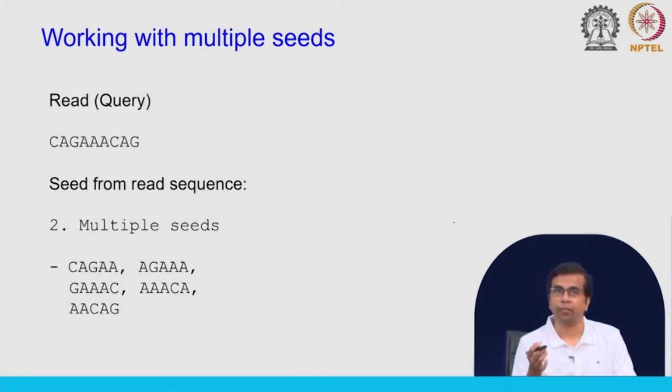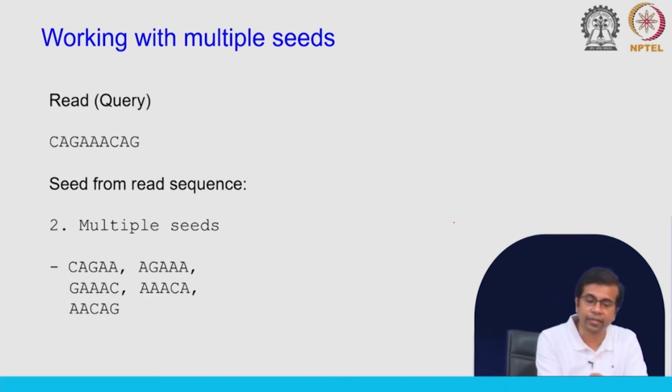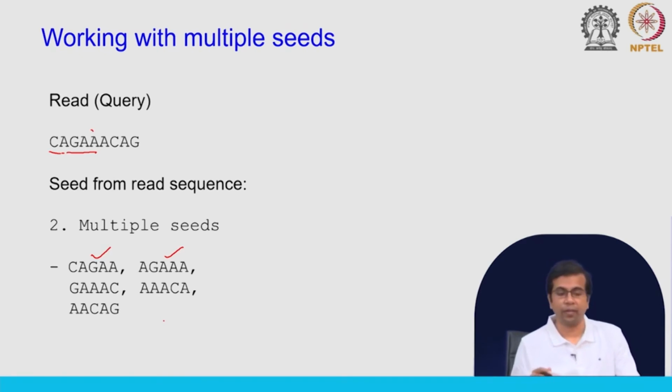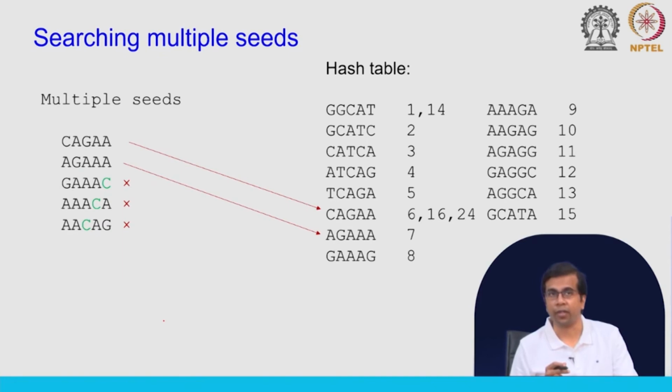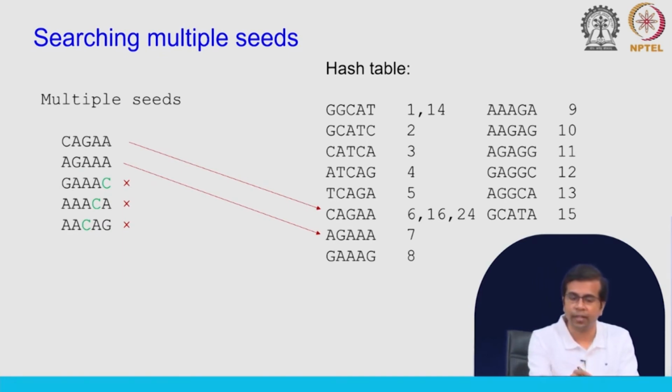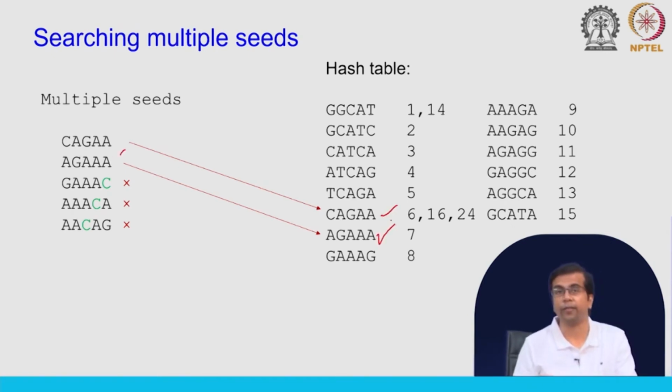What we mean by multiple seeds is that again for the same seed length we have this CAGA. We are generating all possible seeds here. We are just sliding this window again and we get these 5 seeds. Now, we will search each of these seeds for their positions in the hash table. Let us do that. What we see is that this seed actually matches with this one here. The second one matches with this one here.